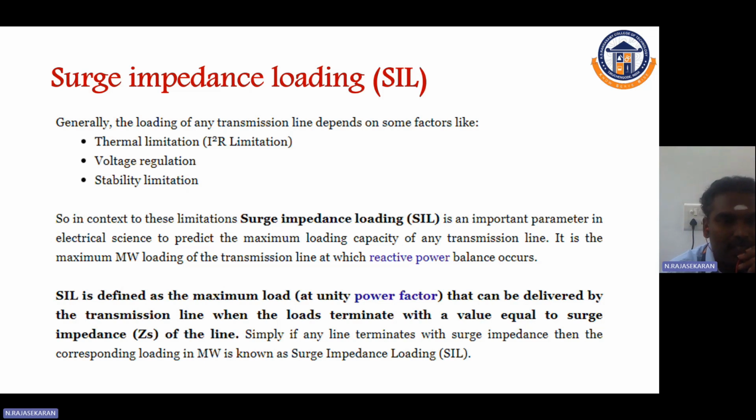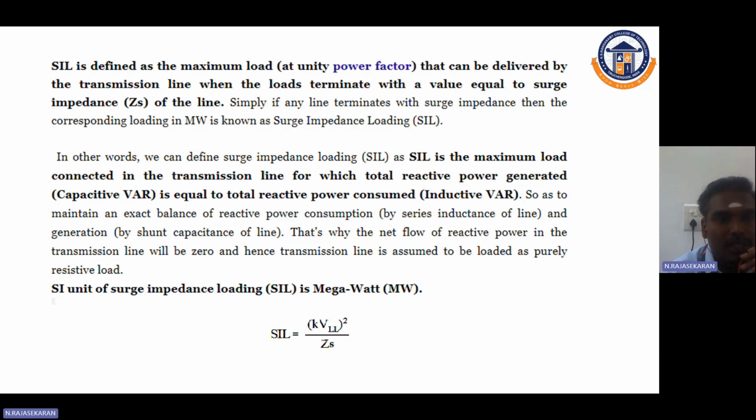Simply, if a line is terminated with the surge impedance, then the corresponding loading in megawatts is known as surge impedance loading. Surge impedance is the square root of L by C. So at the end of the line, we have that much impedance, and the corresponding loading in megawatts is known as surge impedance loading. It is the maximum load that can be delivered to the transmission line when the load terminates with a value equal to the surge impedance of the line. This is very important.